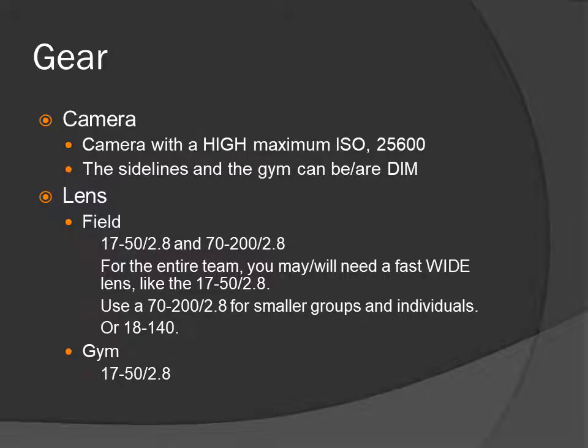Gear. Camera. Use a camera with a high maximum ISO of 25,600. This is because the sidelines and gym can be and are dim places to shoot.